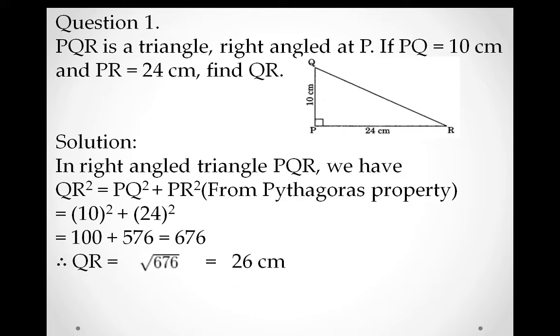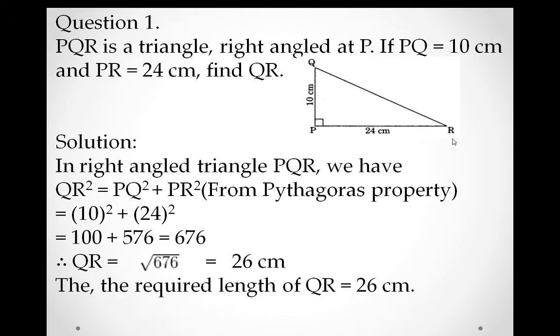So QR is equal to root of 676. It is the square root of 26 squared, so the length of QR is 26 centimeter. So the required length of QR is 26 centimeter. So with the help of Pythagoras property, you can solve this example. Just remember that Pythagoras property is only applicable for the right angled triangle.